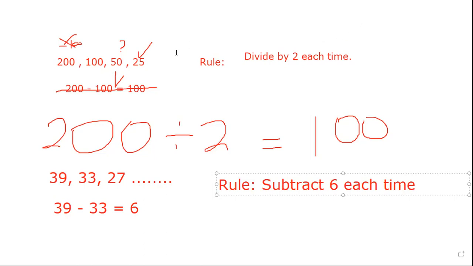I hope you understand how to find the rule of a sequence. What is the rule of a sequence? You check the first and the second term, you subtract first. Then after subtracting, you check, is it increasing or decreasing? If it's decreasing, therefore you're going to subtract. If it's increasing, therefore you're going to add. If it won't work for the third term, then you have to check either multiply or divide. Okay?